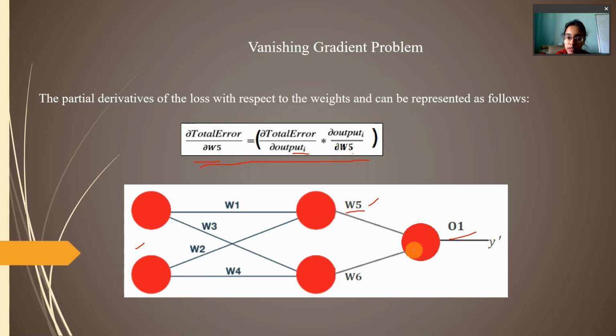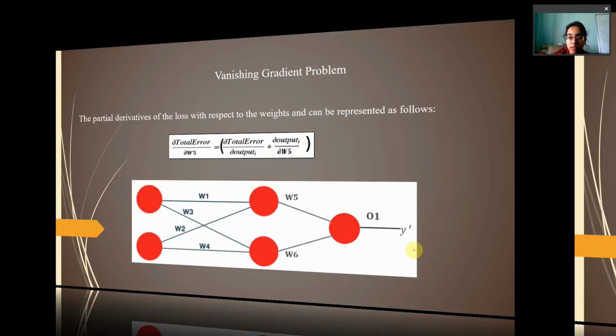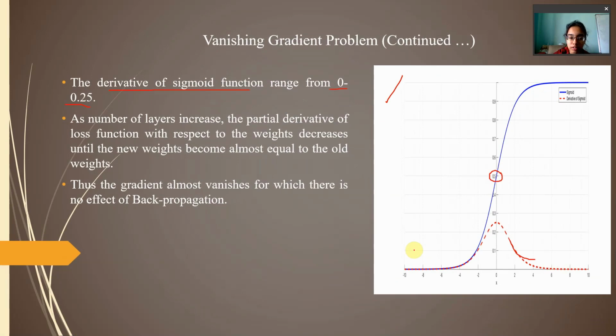So this is actually the vanishing gradient problem, for which we cannot use the sigmoid function, and that is why the ReLU function came into existence. This vanishing gradient problem is actually due to the range of the derivative of the sigmoid function, that is 0 to 0.25. So this is the vanishing gradient problem. This is one drawback of the sigmoid function.